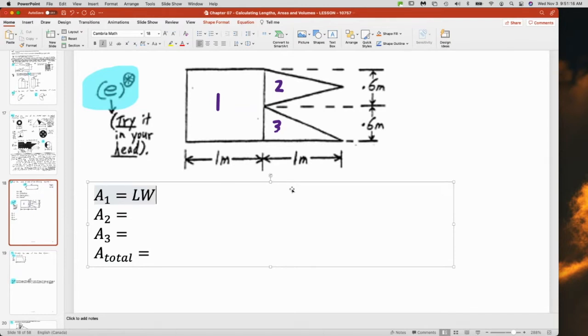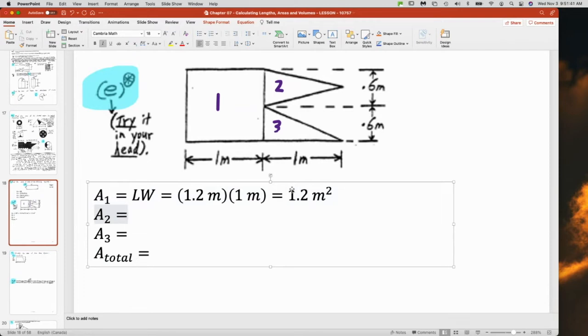Rectangle, length and width. The length is 1 meter. Sorry, the length is 1.2. And the width is 1. So that's equal to 1.2 meters squared.